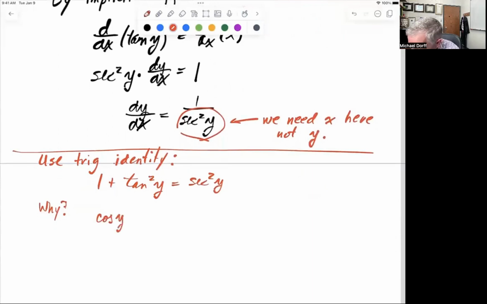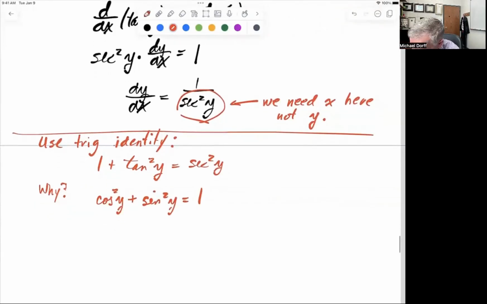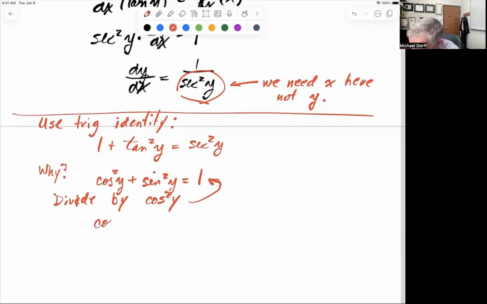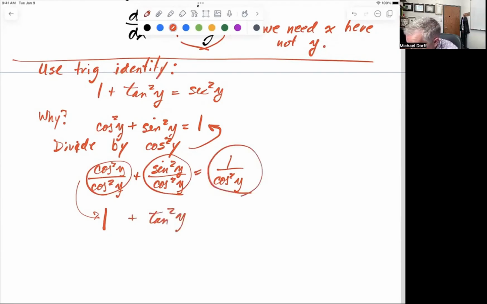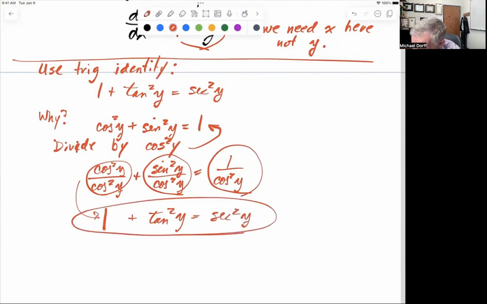Remember, the most important trig identity is cosine squared of y plus sine squared of y equals 1. So now divide both sides by cosine squared y. We get cosine squared y over cosine squared y plus sine squared y over cosine squared y equals 1 over cosine squared y. And what does that simplify to? Well, I get 1 when I have cosine squared over cosine squared, and then sine squared y over cosine squared is tangent squared, and 1 over cosine squared is secant squared. So that's where we get this identity from, just starting from the original one.